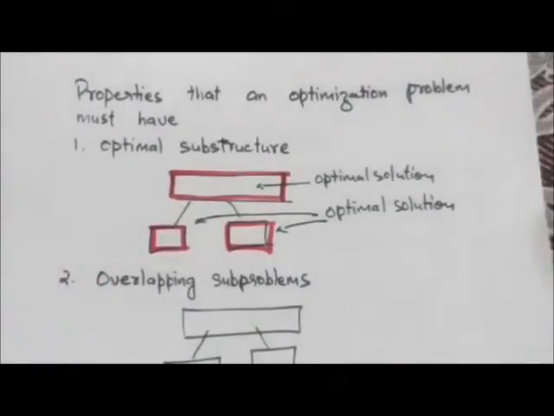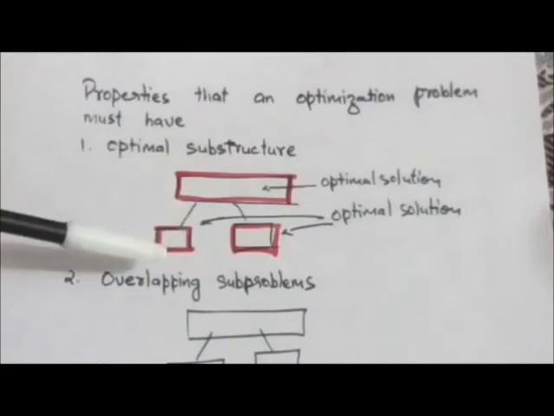Now, there are two properties that an optimization problem must have in order for dynamic programming to be applicable. One is optimal substructure and another is overlapping subproblems. A problem exhibits optimal substructure if an optimal solution of the problem contains within it optimal solutions to the subproblems. So in dynamic programming, we build an optimal solution to the problem from optimal solutions of subproblems.